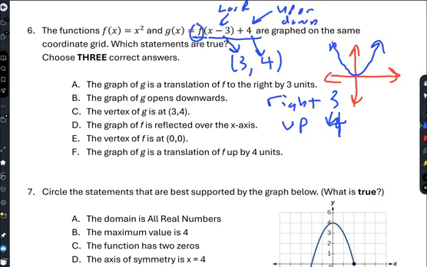To the right by 3 units, I need the vertex. This one's true. The vertex is at 3, 4. Is a translation 4 units up. This is correct. And it's to the right 3 units. This one's correct. So A, C, and F are all correct. It was translated right 3, up 4, or it's horizontally shifted right 3, vertically shifted up 4, and then the vertex is at 3, 4. Remember, this number right here is going to be opposite, okay?